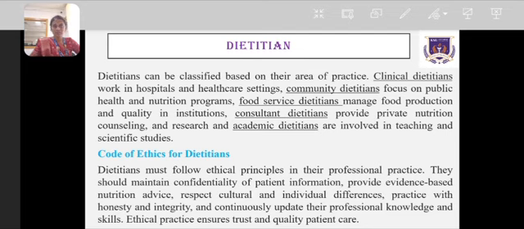So these are the different types of dietitians, and the code of ethics for dietitians gives some basic principles to be followed. They should mainly provide evidence-based nutrition advice, respect cultural and individual differences, practice with honesty and integrity, and continuously update their professional knowledge based on their specific area.